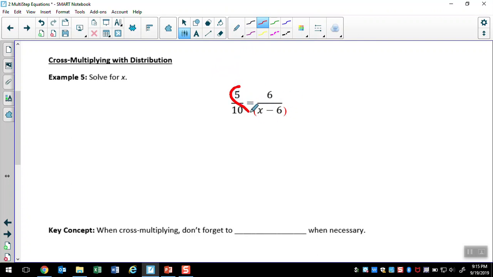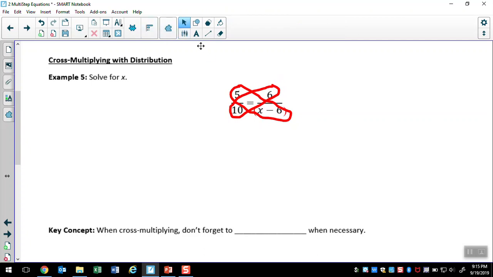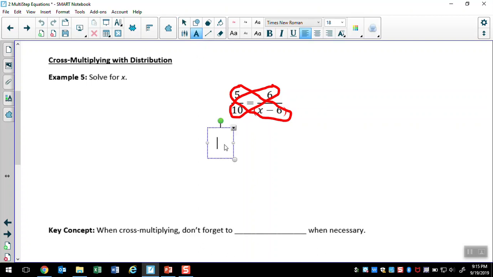So when I do this, I'm going to multiply. Whoops, that was not the greatest. All right, I'm going to do that 5 times x minus 6. And then I can also do the 6 times 10. All right, so let's get that typed in. So here's what we have so far. We have 5 times x minus 6 is going to equal the 6 times 10.